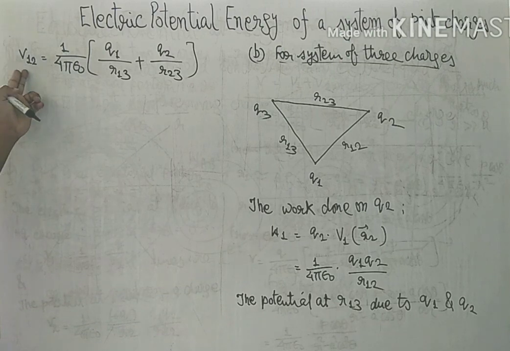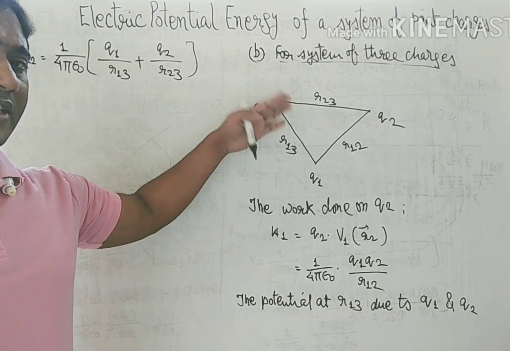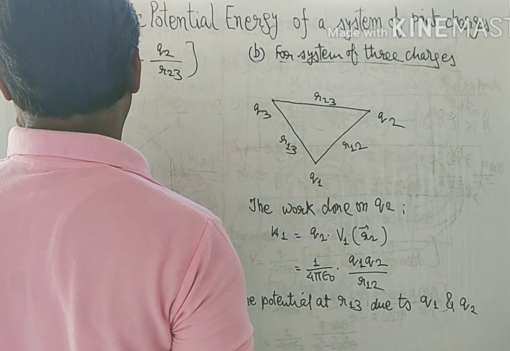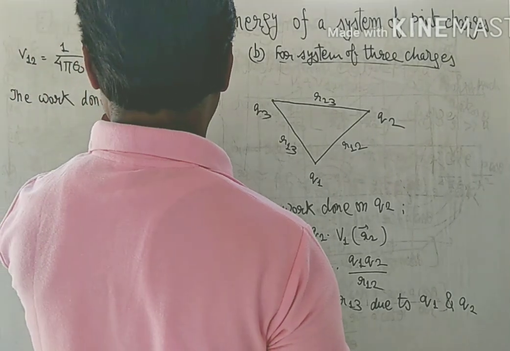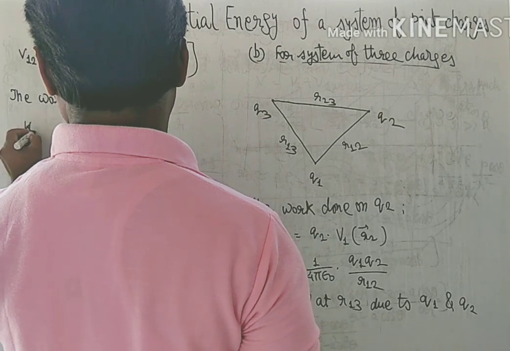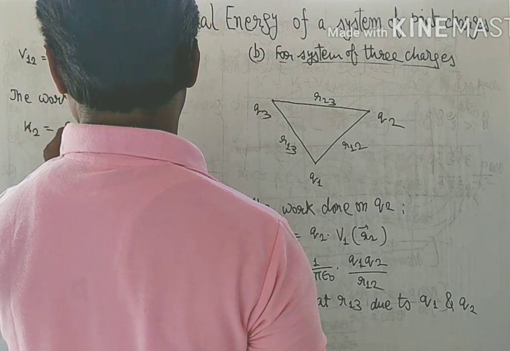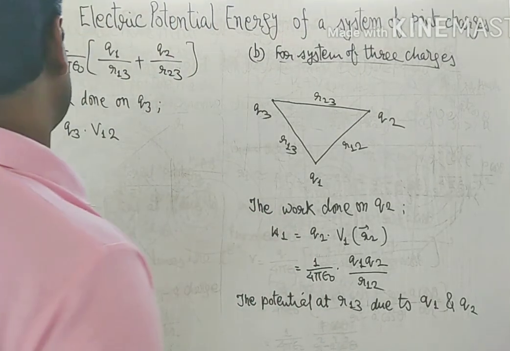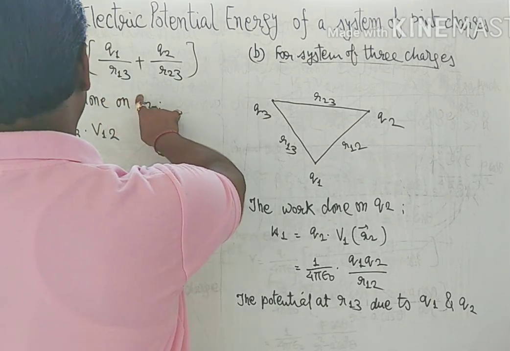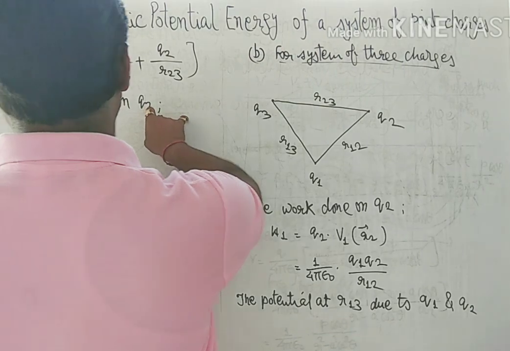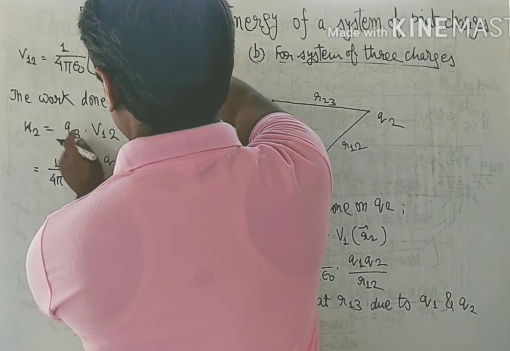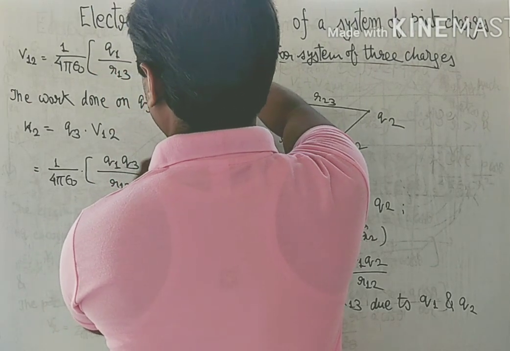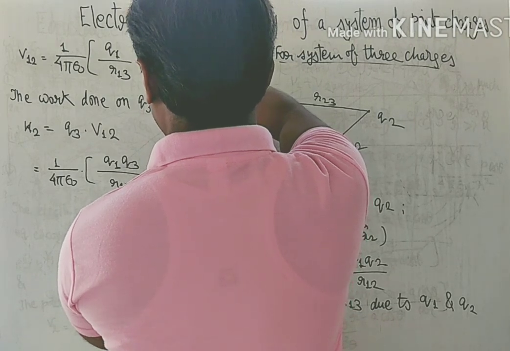Now at this potential Q3 is being brought from infinity. So let's calculate the work done. Now the work done on Q3, let me call it W2. So this would be Q3 into V12. Now just placing the value of V12 back here, we have 1 upon 4 pi epsilon naught, it is Q1, this Q3 multiplied upon R13 plus Q2, now this Q3 upon this R23.